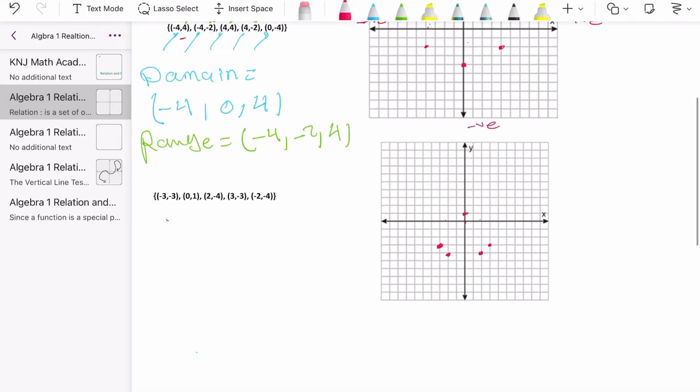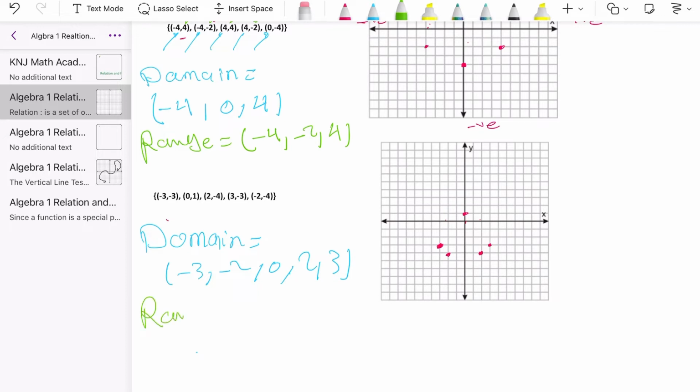Okay, but for the second example, so I have minus 3, 0, 1, 2 minus 4, 3 minus 3, and minus 2 minus 4. Yeah, we can first start getting the domain like the first example. So the domain will be, I have minus 3, 0, 2, 3, and minus 2. I have minus 3, minus 2, 0, and I have 2, and I have 3.